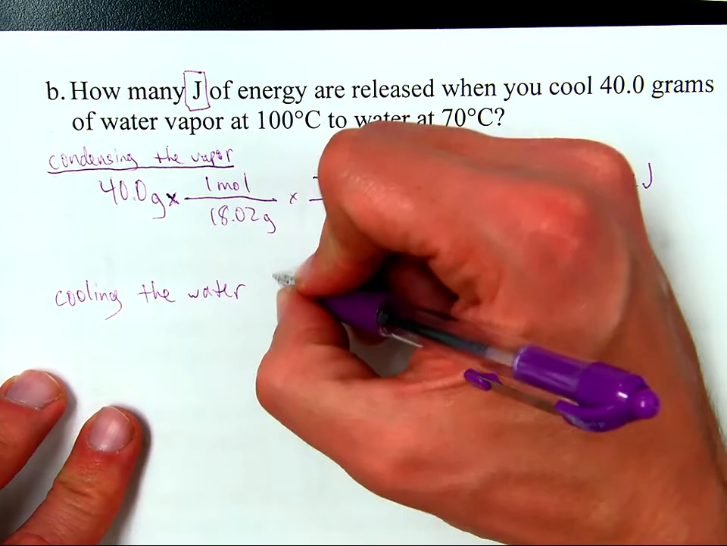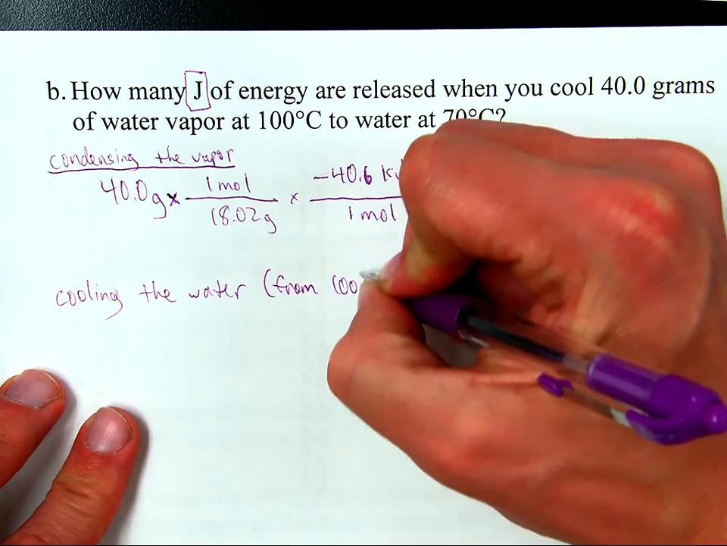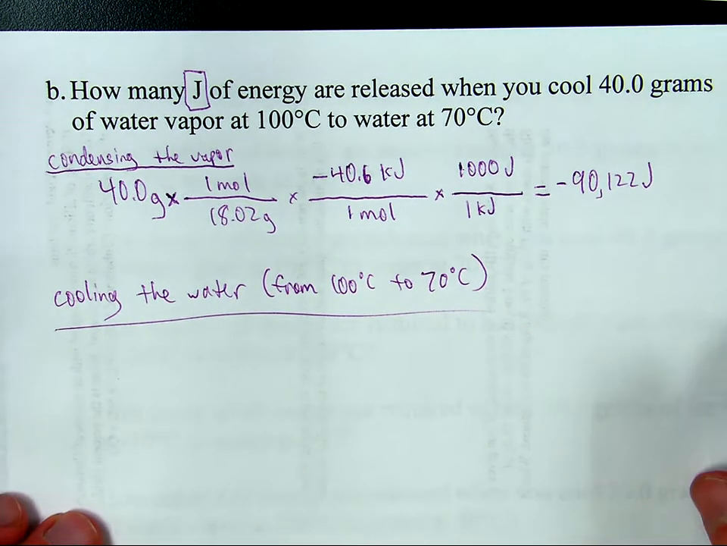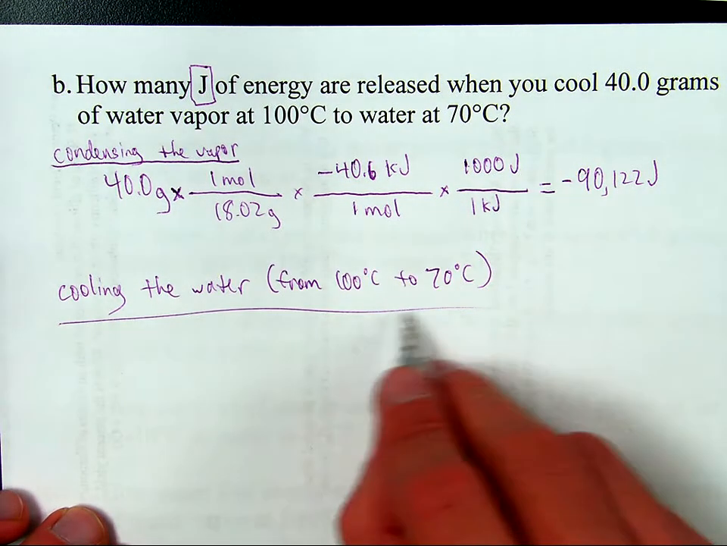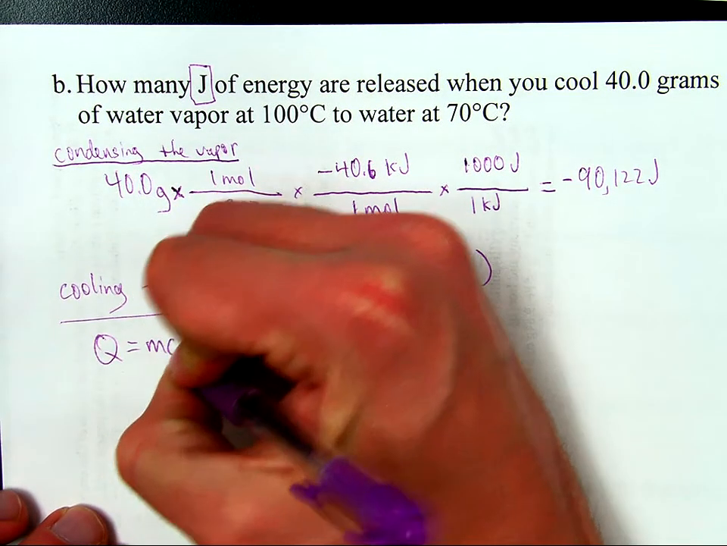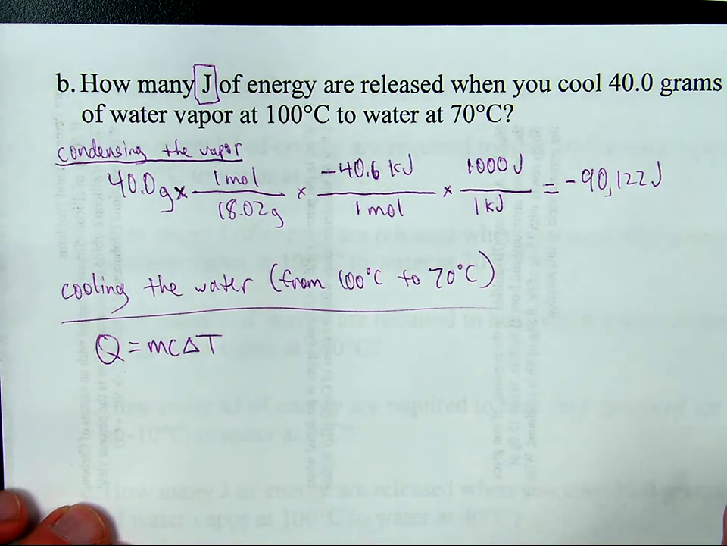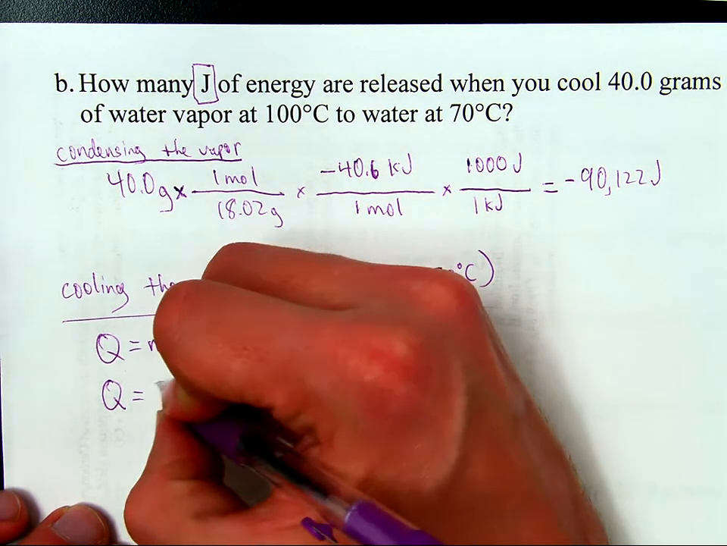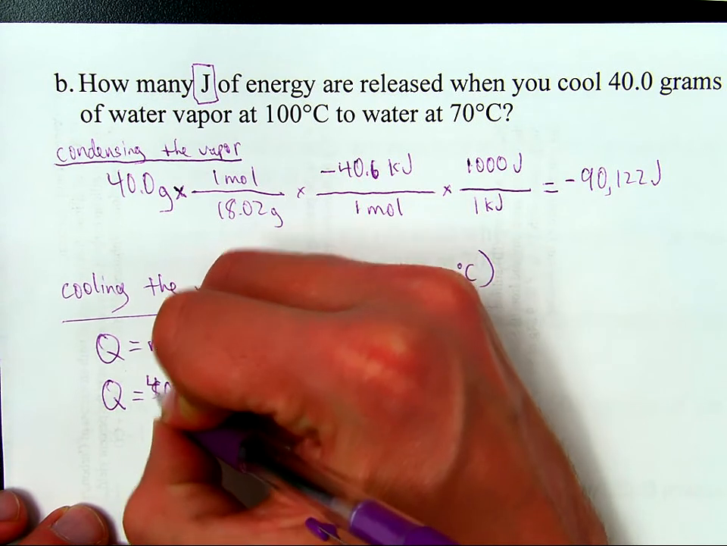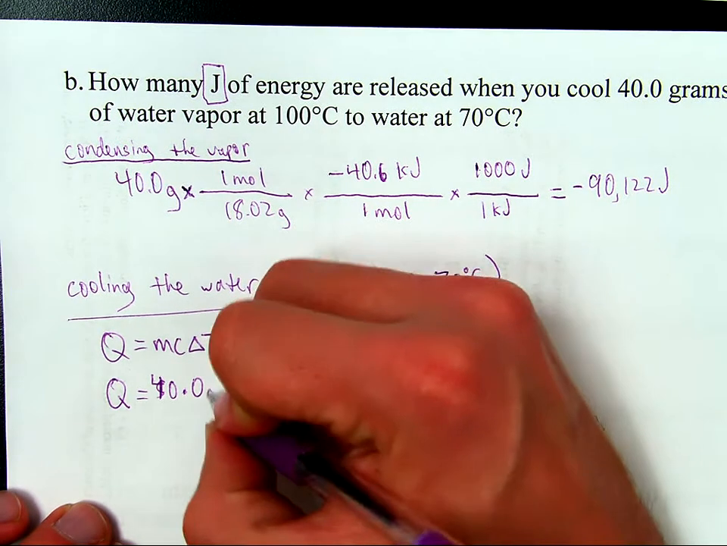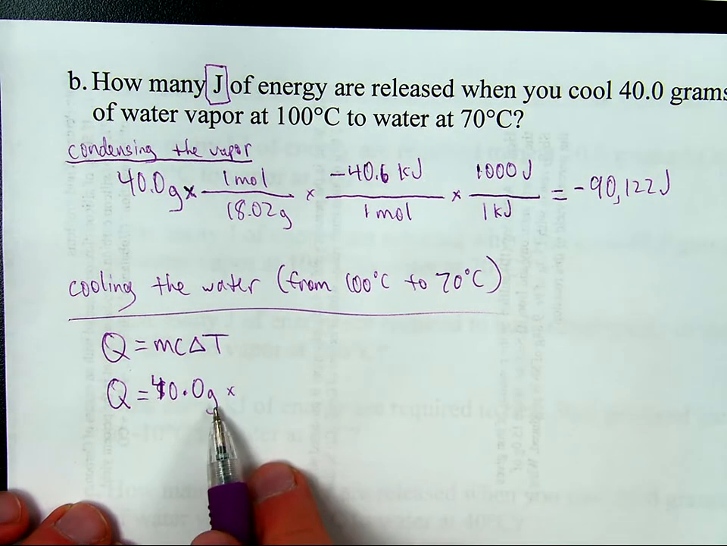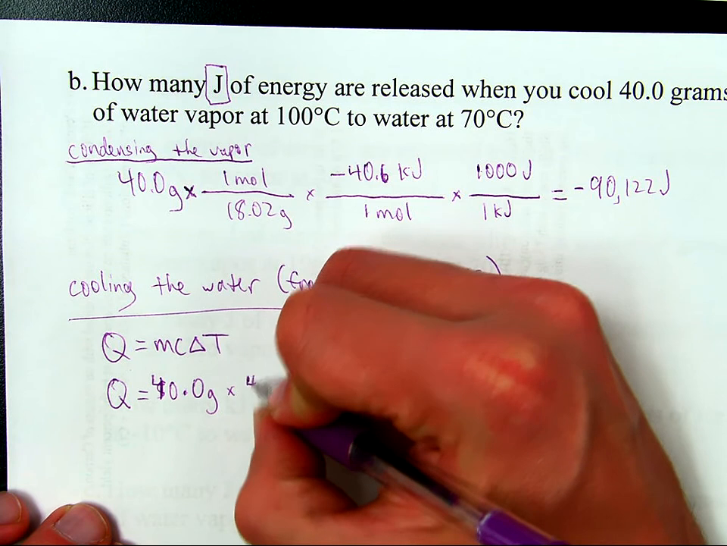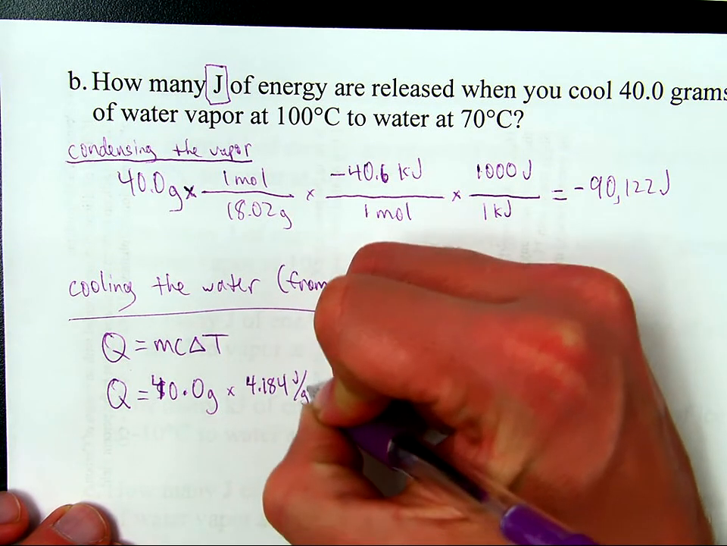Cooling the liquid water from 100 degrees Celsius to 70 degrees Celsius. Alright, well, in order to do that, we're going to need, since we have a change in temperature, Q equals mc delta T, where Q is the energy and Q equals the mass of 40 grams, 40.0, times the specific heat of water, for cooling water down. You look that up in your chart, it's 4.184 joules per gram degree Celsius.